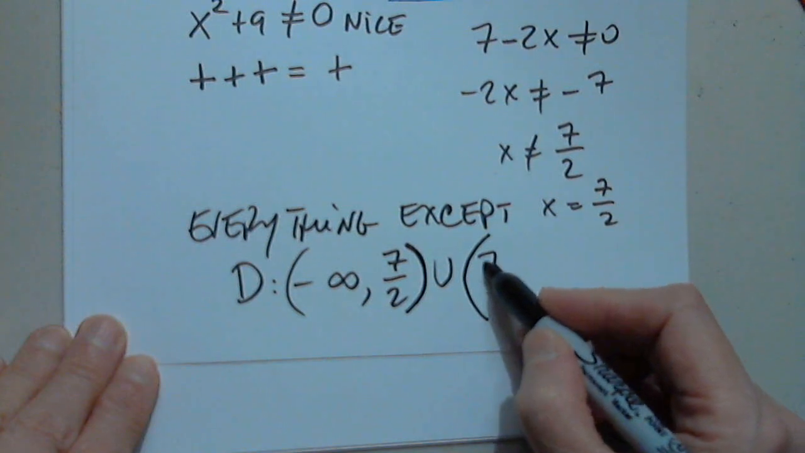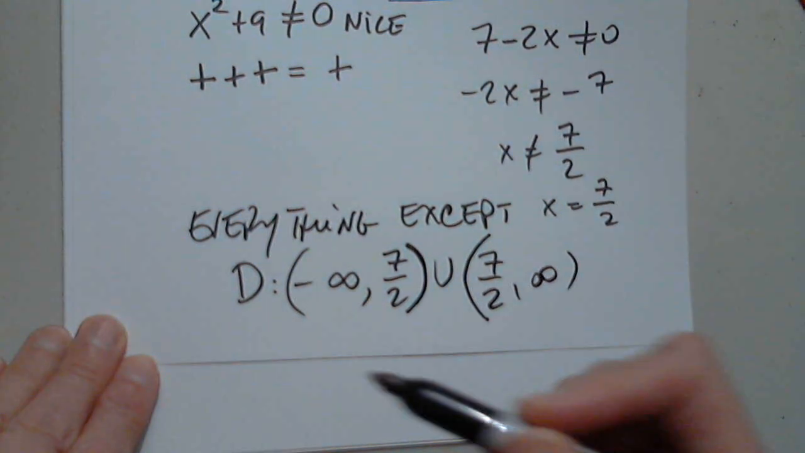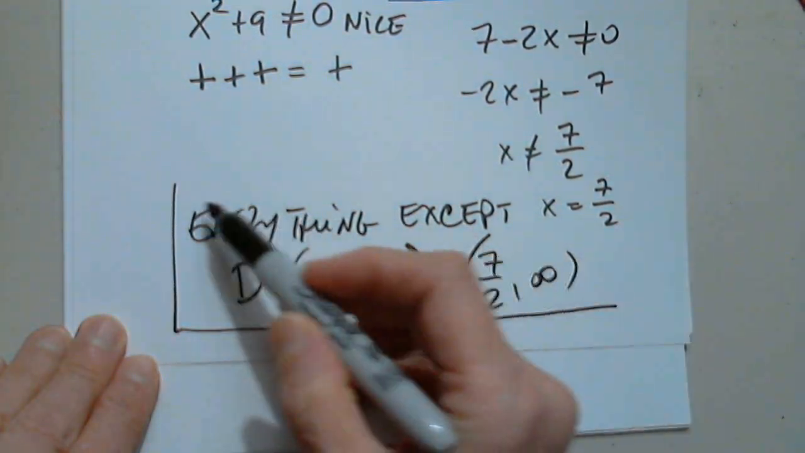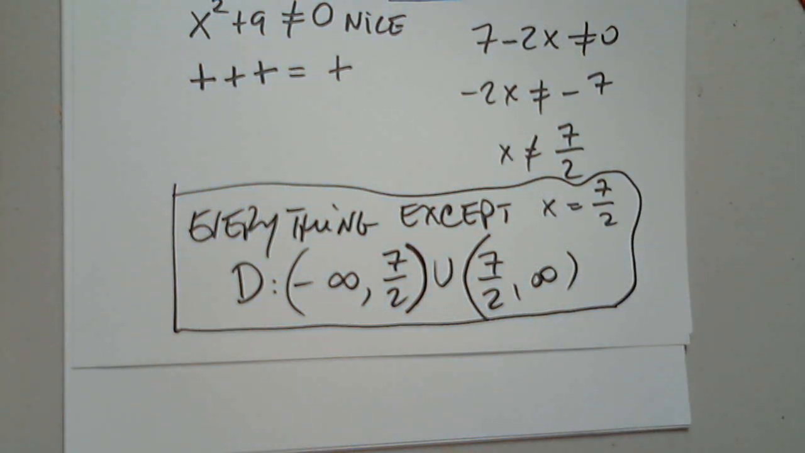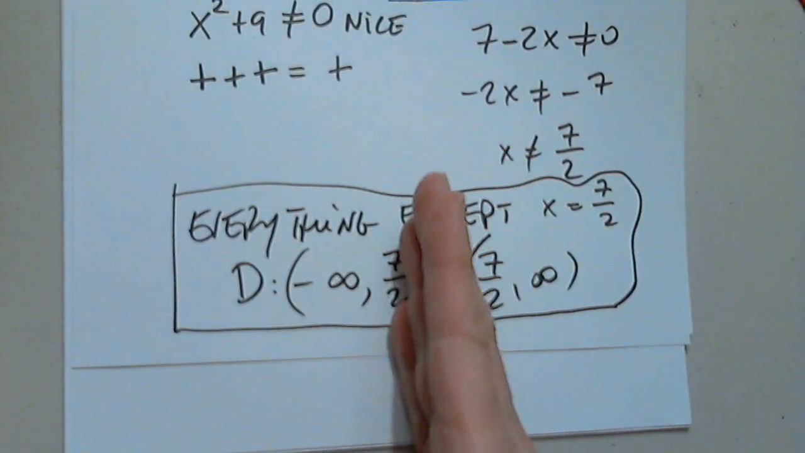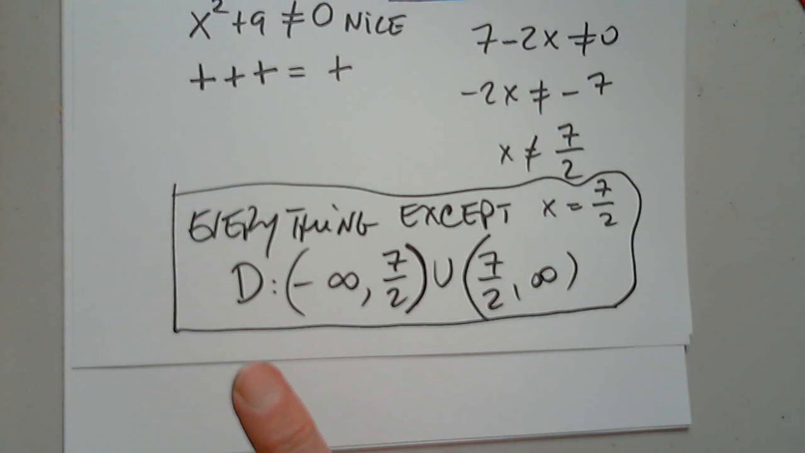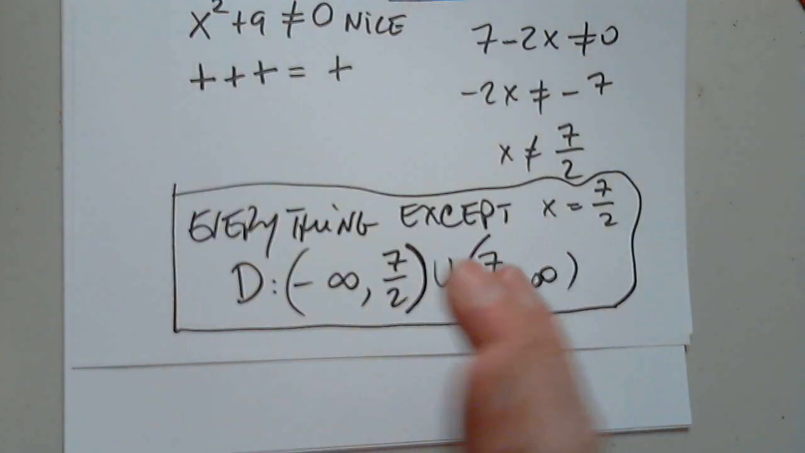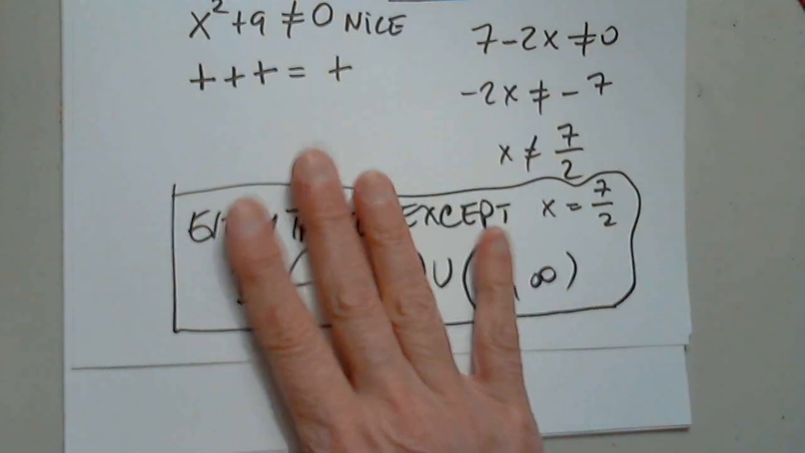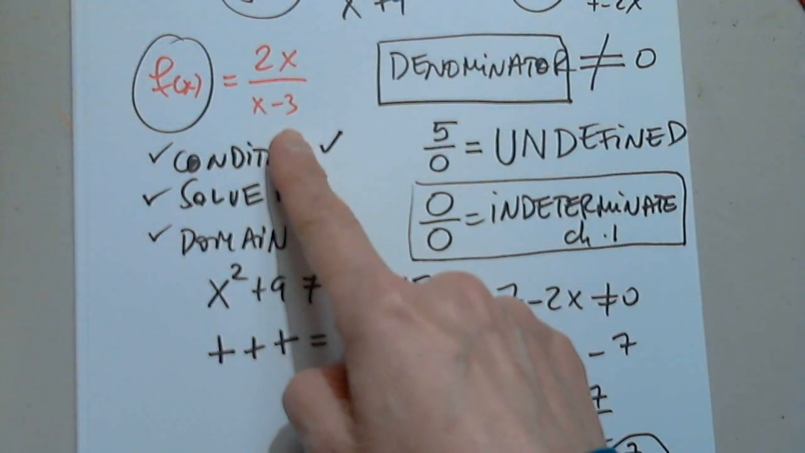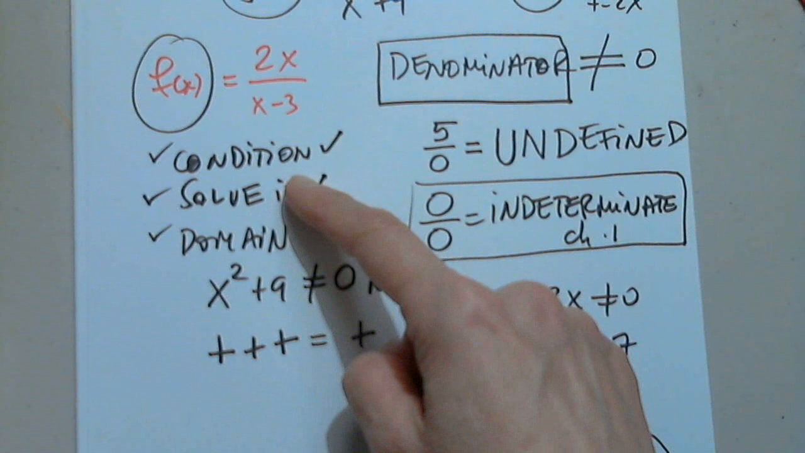7. Yes. 7/2. Exactly. This is the same thing said in two different ways. Everything except x equals 2 is the same with domain. Everything till 7/2, not 72, I meant to say. Union, 7/2 to infinity. Awesome. Good. Final one. Condition, solve it, domain.